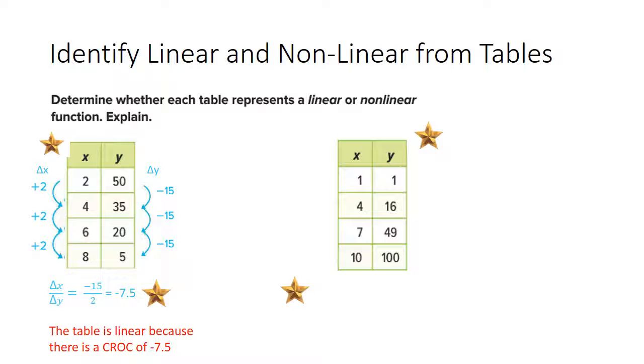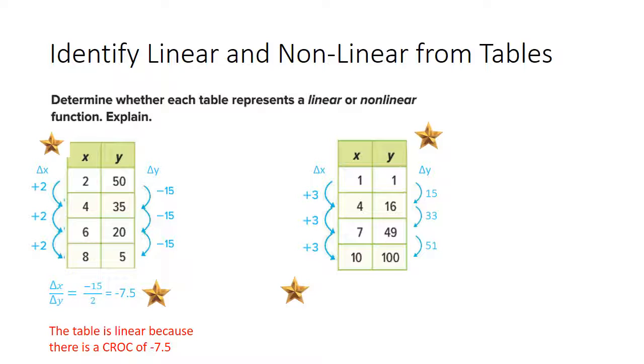Here's the second table. We are going to determine if the table is linear or nonlinear by finding the constant rate of change. We see that the change in x is 3 each time. Now let's look at the change in y. From 1 to 16, the change is 15, but from 16 to 49, the change is 33, and from 49 to 100, the change is 51.